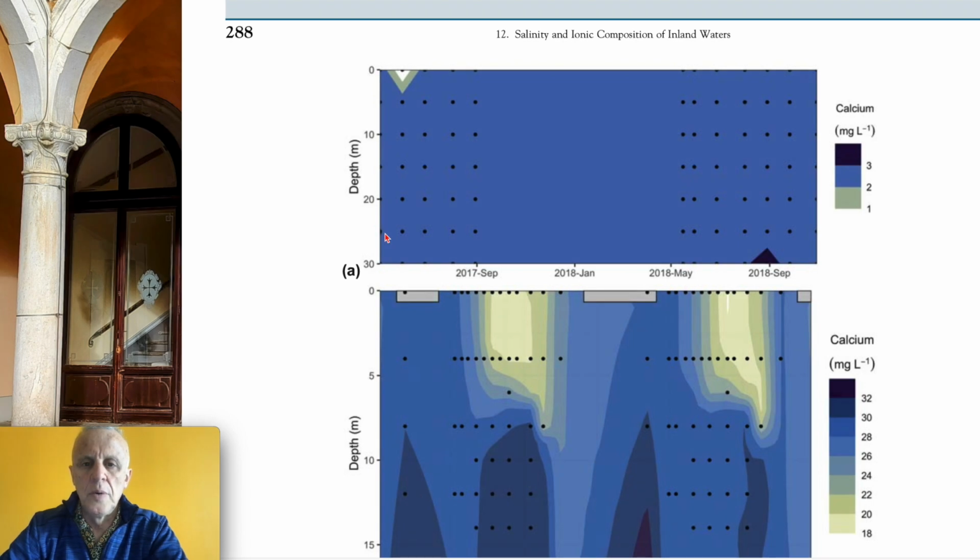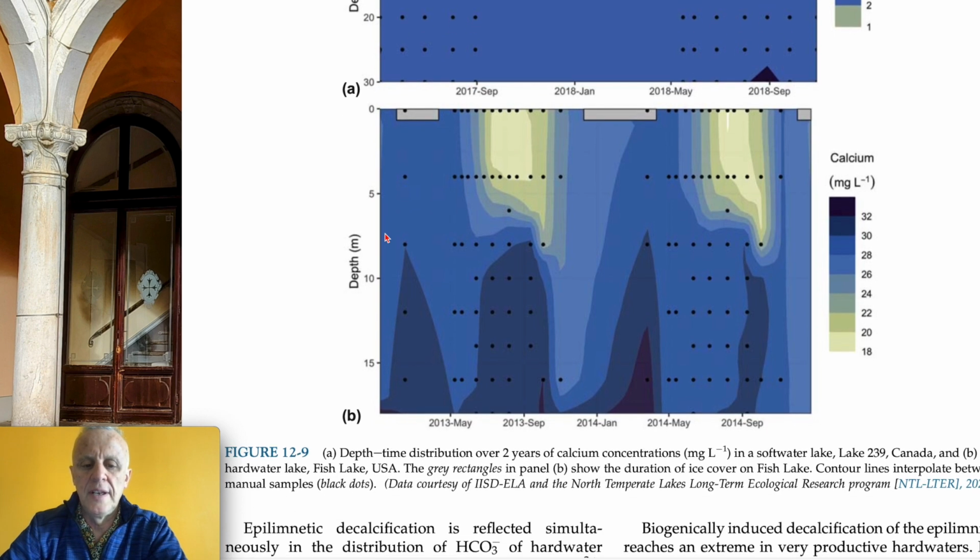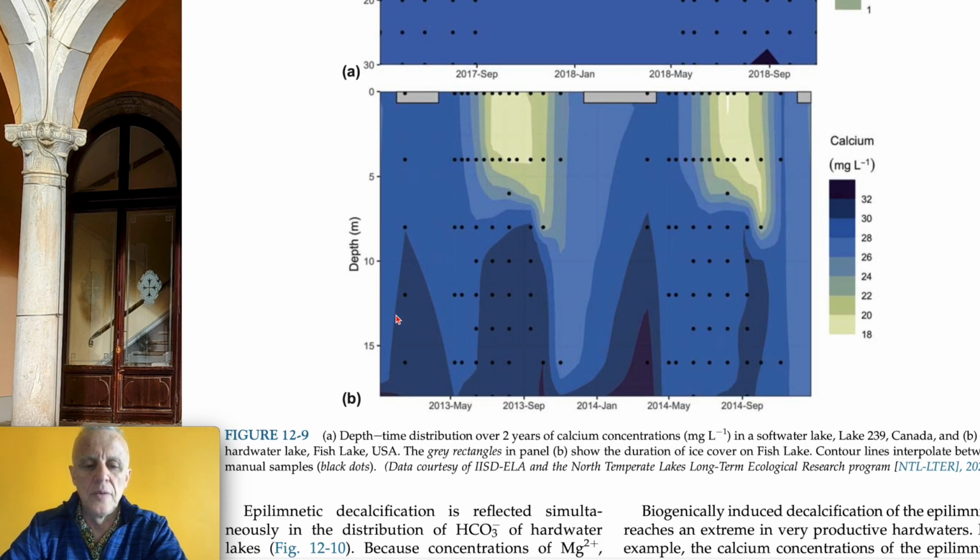Good day, everyone. So we're reviewing Wetzel's Limnology textbook. This is edition number 4, and we're focusing on chapter 12 right now, looking at salinity and ionic composition of inland waters. And right now we're looking at calcium distribution in lakes. And where we left off yesterday was the review of this figure 12-9.